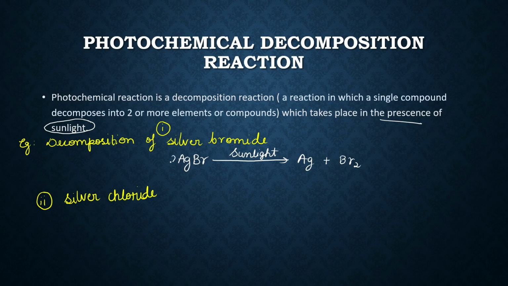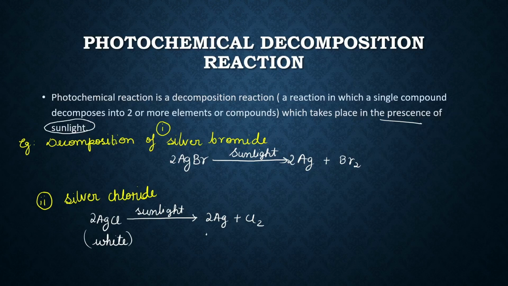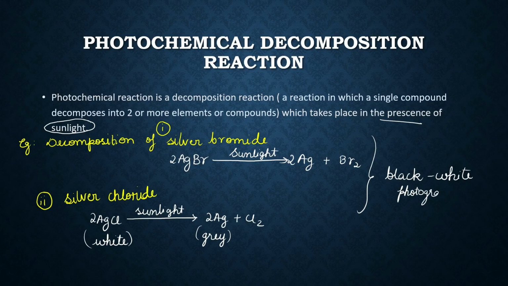Yes, you can balance this reaction again. Here silver chloride also decomposes to give silver and chlorine in the presence of sunlight. This silver chloride is white in color and this white color changes to grey. Due to this property, these two reactions are used in black and white photography. This is basically an application of this reaction, black and white photography.